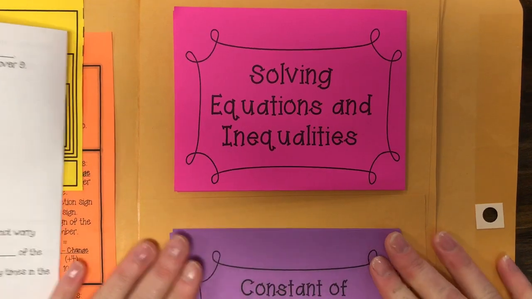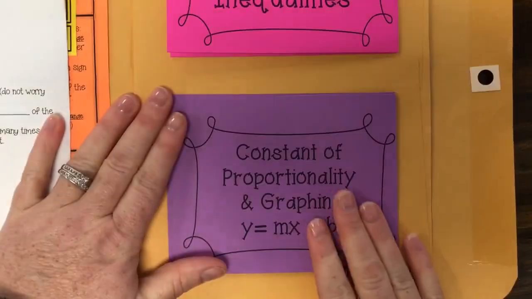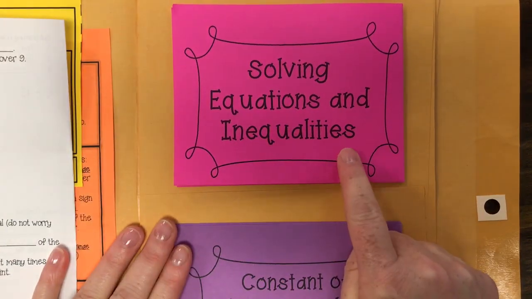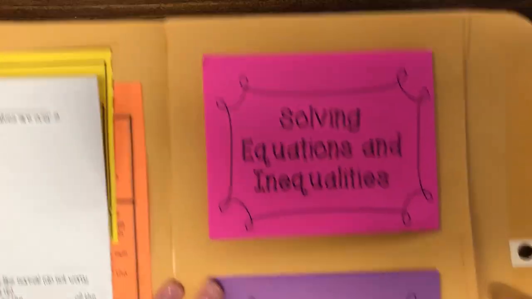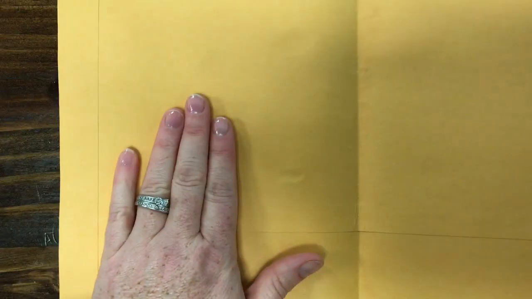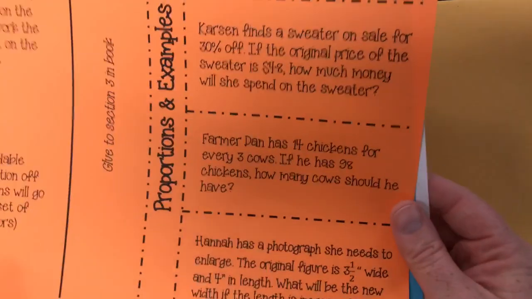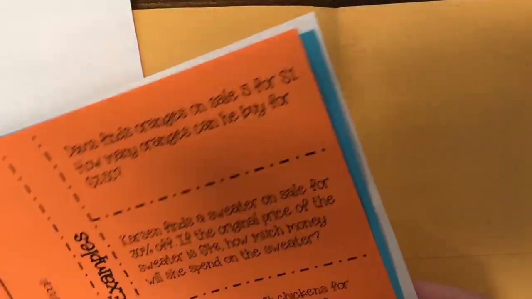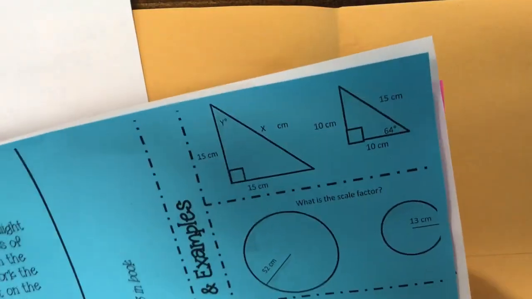Okay. So section two top, section two bottom. So go ahead and turn to the next page. So now we should be on the bracketed side, but on the left-hand side of the page. There's two pieces in here. So I'm gonna show you how to do them. So this is proportions and examples, and then similar figures and examples.